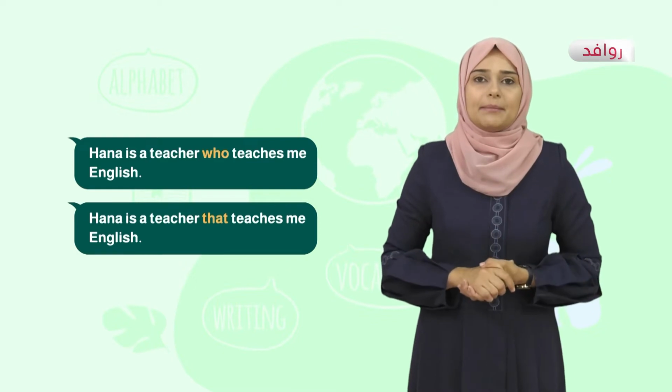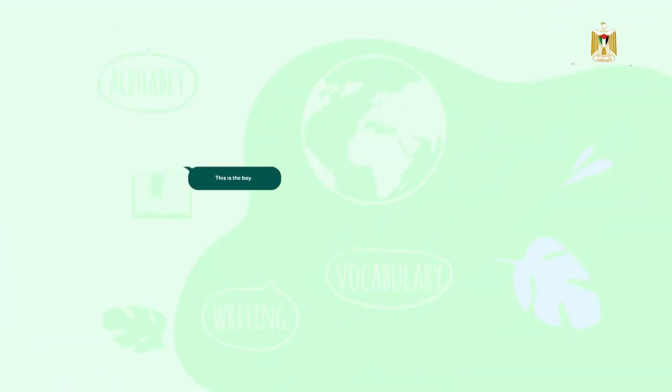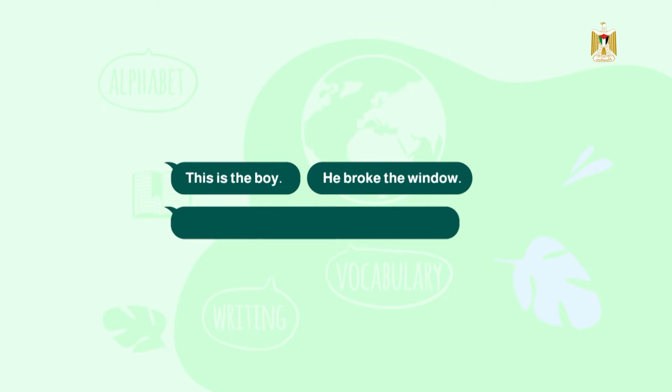Let's see another example. Look at these two sentences. This is the boy. He broke the window. هذا هو الولد. هو كسر الشباك. In the second sentence, he refers to the boy. في الجملة الثانية الضمير he يعود على الولد. We can join the two sentences with who. We say, this is the boy who broke the window.